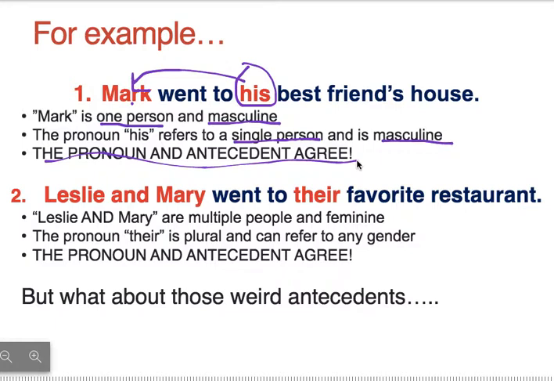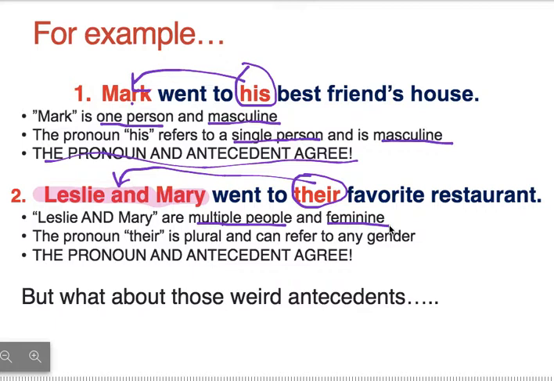Example number 2. Leslie and Mary went to their favorite restaurant. There is the pronoun in this sentence. Who or what is there talking about? Well, there is talking about Leslie and Mary. It's talking about both of them because it uses the word and. So we're looking at Leslie and Mary as the full antecedent. Leslie and Mary are multiple people, and it's feminine.